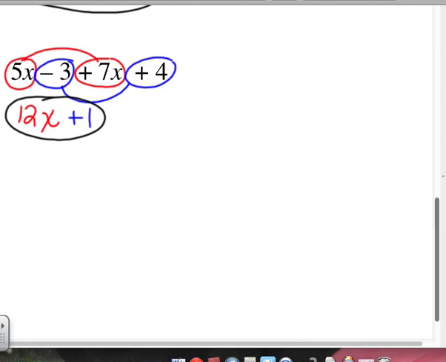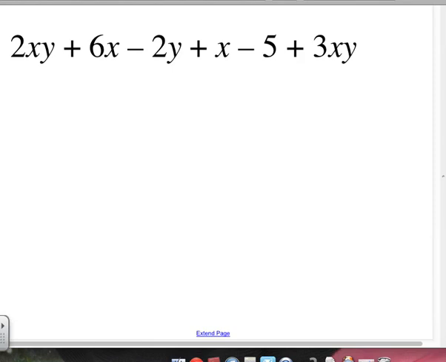Well, that only leaves us with one more expression that we need to simplify, and it's a pretty long one. Let's see. Well, look at this guy. Oh boy. I've got a 2xy, a plus 6x, a minus 2y, a plus x. Ooh, I'm going to sneak a 1 in there right now so I don't forget that that's plus 1 right there. A minus 5 and a plus 3xy. Holy cow. What's our variable on this 2xy? The variable is xy together. You have to have the x and the y together.